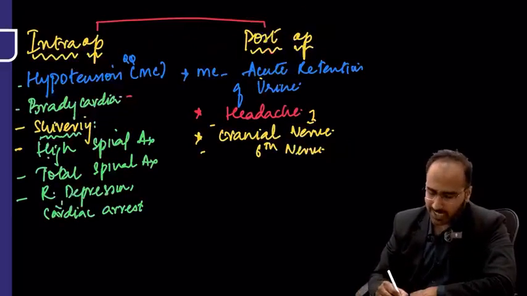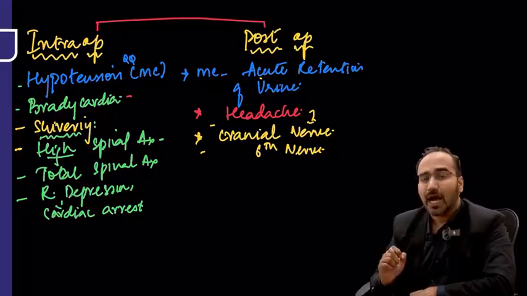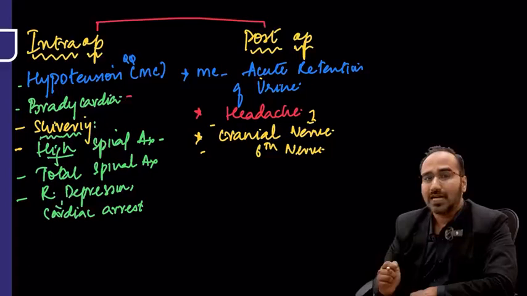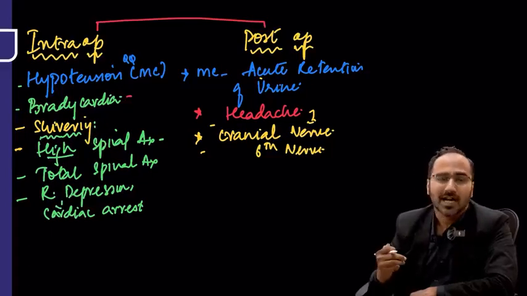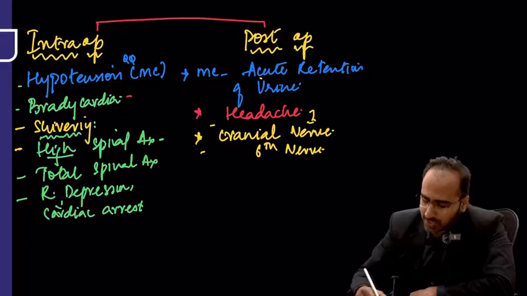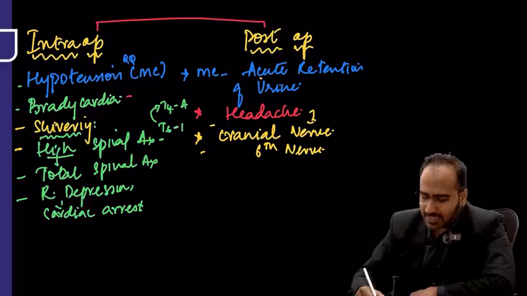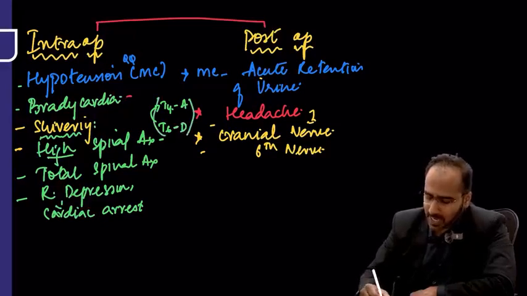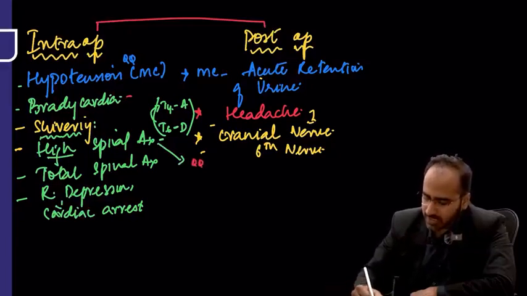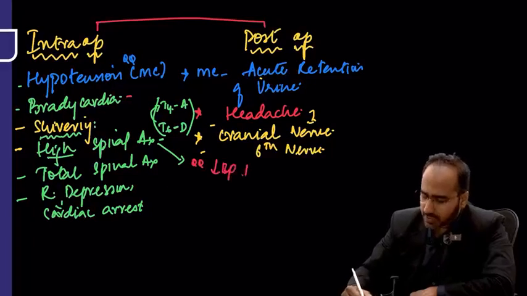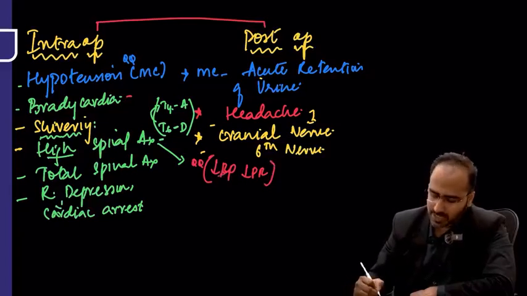Next complication of spinal is high spinal. High spinal means what? High spinal anesthesia is when the achieved level of the drug is higher than the desired level. You wanted the drug to act till T6, but your drug has ascended up till T4. When the achieved level is higher than the desired level, it is called high spinal. High spinal is characterized by two things together. What two things, guys? Hypo and brady together. Hypotension and bradycardia together are seen in high spinal.